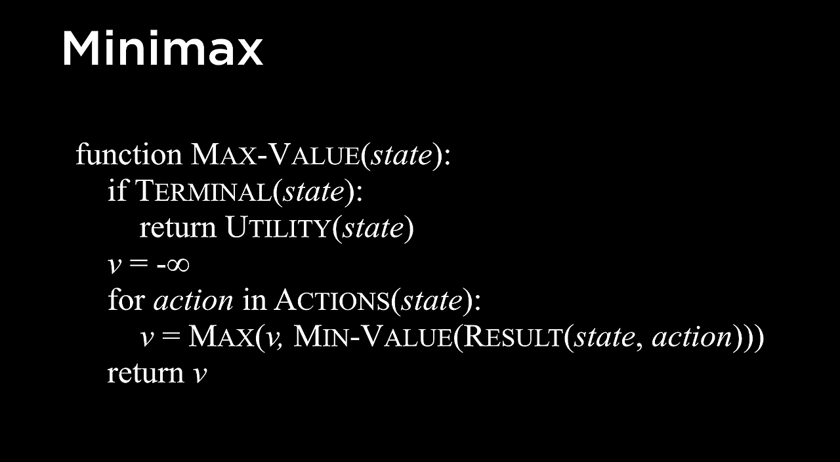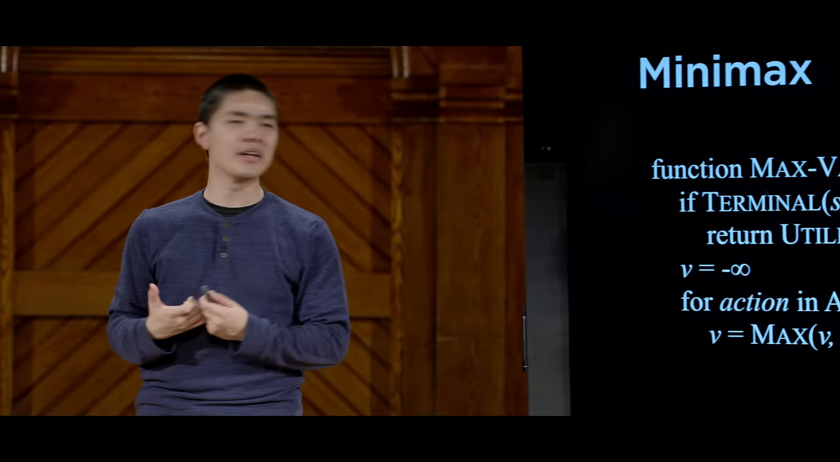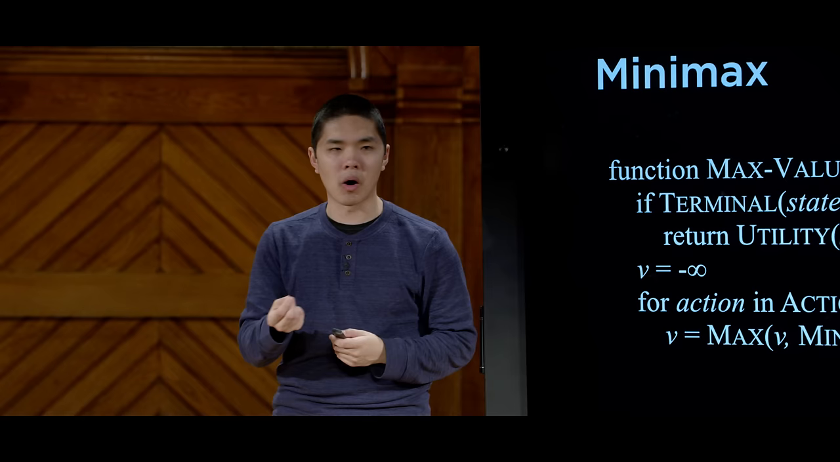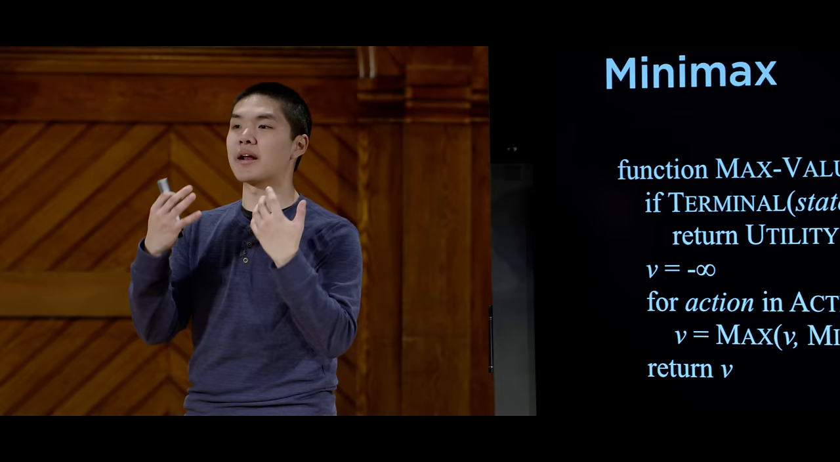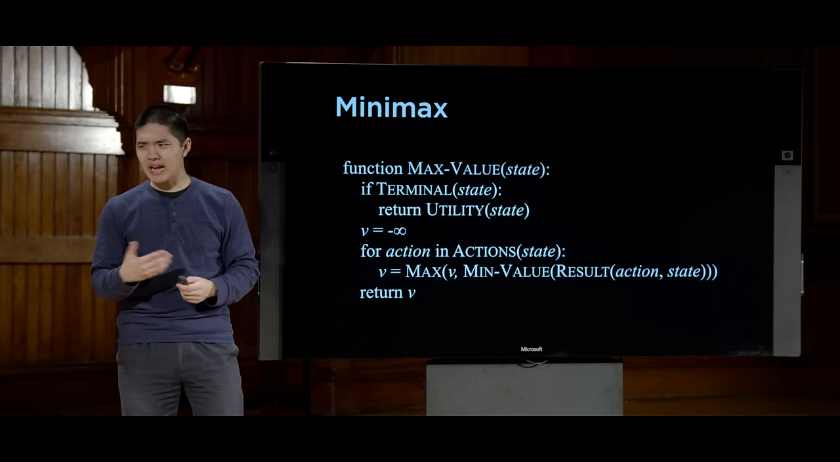In short, what these three lines of code are doing are going through all of my possible actions and asking the question, how do I maximize the score given what my opponent is going to try to do? After this entire loop, I can just return v, and that is now the value of that particular state. And for the min player, it's the exact opposite of this, the same logic, just backwards.